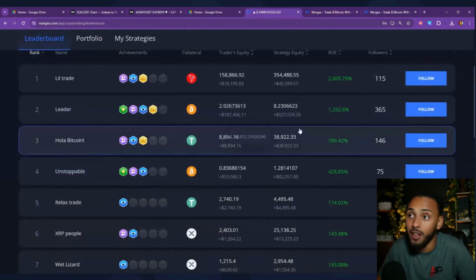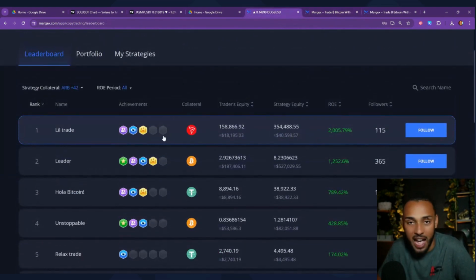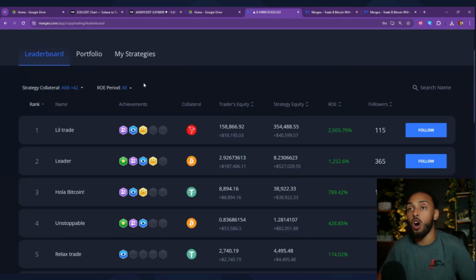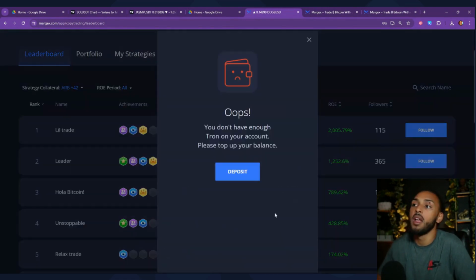And so overall, that gives you a beautiful idea of exactly how you're going to be able to perform, hopefully in the future, if you can somewhat monitor the past and see how they've done historically. Now, once you are ready to go, so say, for example, you say, you know what, Lil Trade is the one that I want to go with. Let's go ahead. And what you're going to need to do is you're going to click this button.